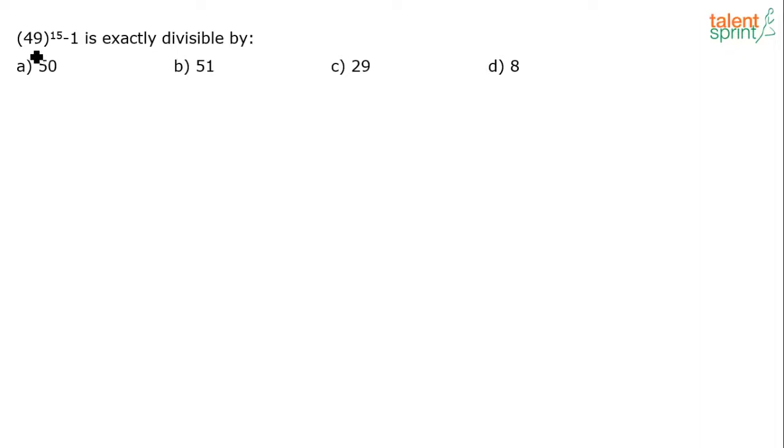Here's the question. 49 power 15 minus 1 is exactly divisible by what? Options are 50, 51, 29 and 8. Is exactly divisible by what? Which means the remainder should be 0. Now how do you simplify this?